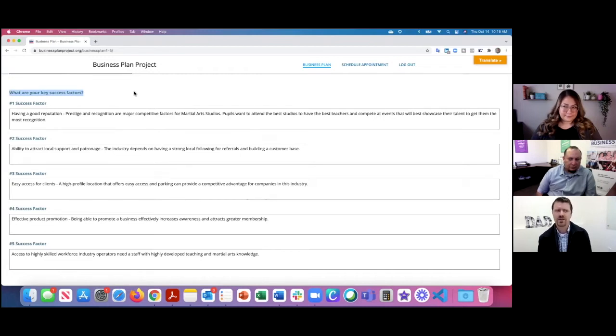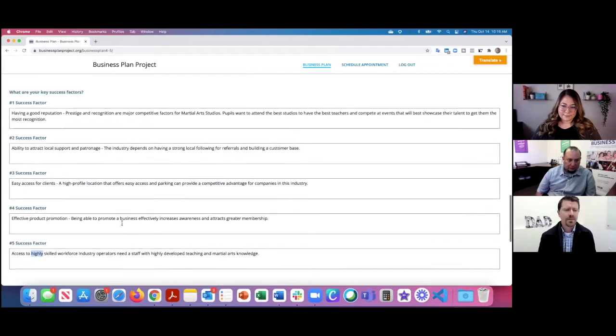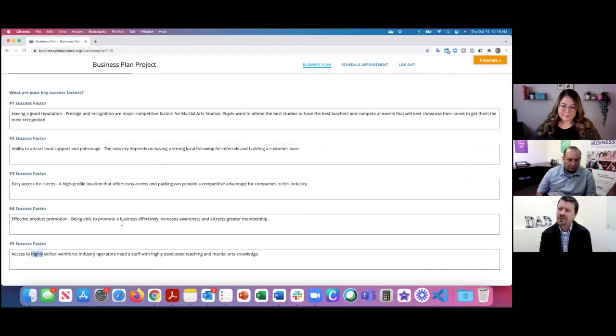And this is mainly for the reader because they probably don't come from the industry the way you do. We've got to explain to them what we're going to focus on to really make sure that we're successful. So obviously having a good reputation, being able to attract local patronage, easy access for clients, good product promotion, and, well, we're talking Taekwondo and black belts, so access to a highly skilled workforce is probably going to be important there. But write a sentence: what are you going to focus on that's going to be really critical to the success of your business, and explain that to the reader.